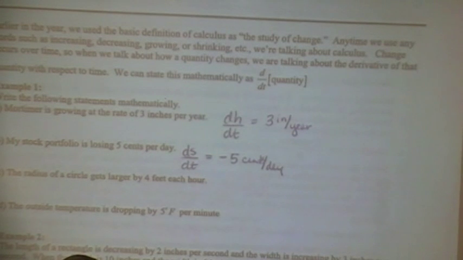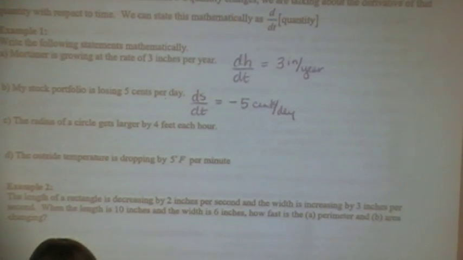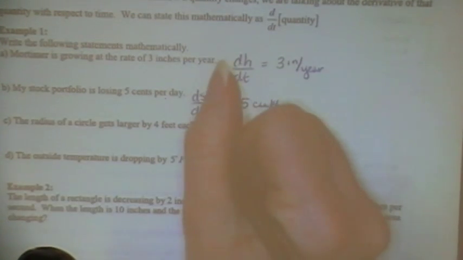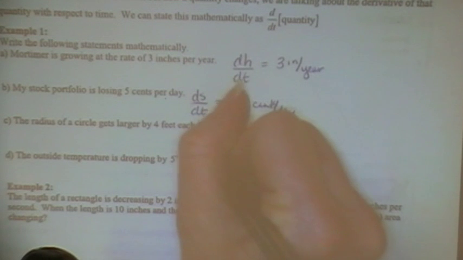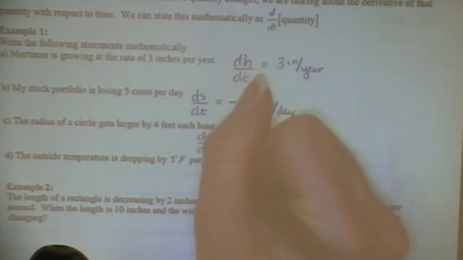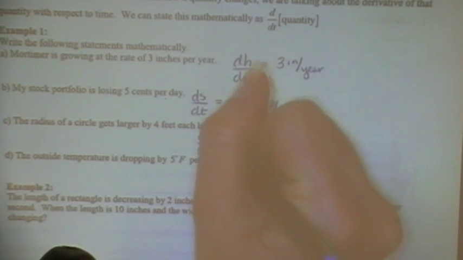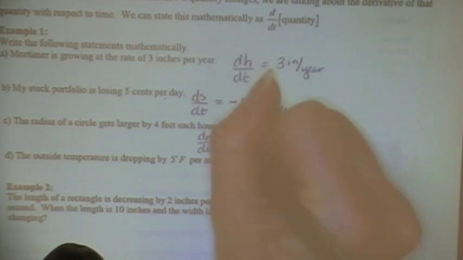So you have to take into account whether something is increasing or decreasing. I will be honest with you, that is usually the thing I miss. I miss negative signs all the time because I forget to notice if it's increasing or decreasing. The radius of a circle gets larger by 4 feet per hour. So that would be dr/dt. So d radius, the change in the radius over the change in the time, is 4 feet per hour.